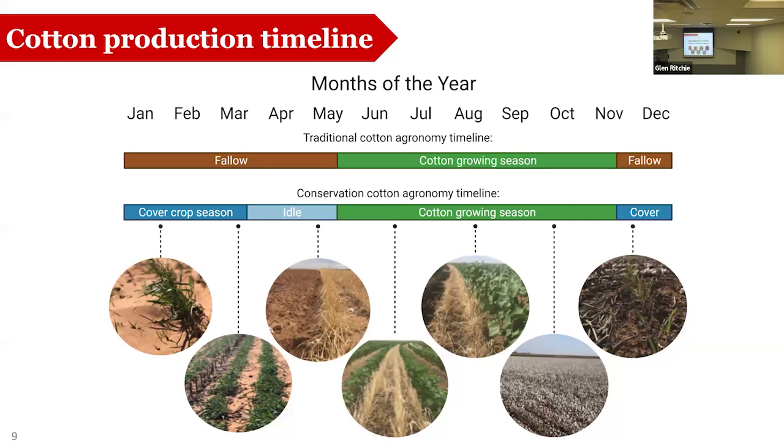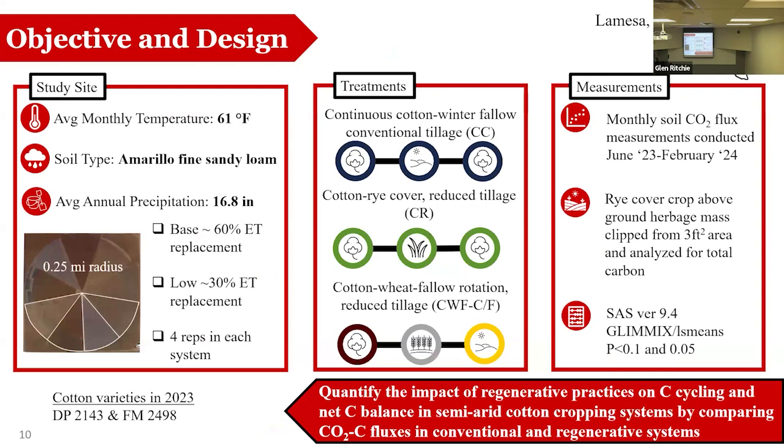And the way we manipulate the system could have drastic impacts on carbon cycling in the system specifically. So the objective of the main study we're going to talk about today was to quantify the impact of regenerative practices on carbon cycling and net carbon balance, specifically looking at carbon dioxide fluxes.